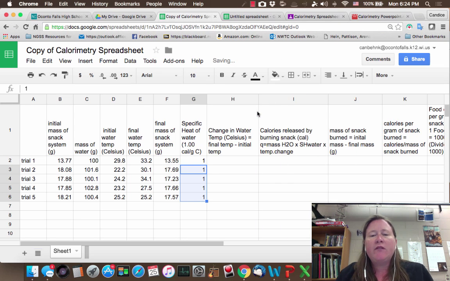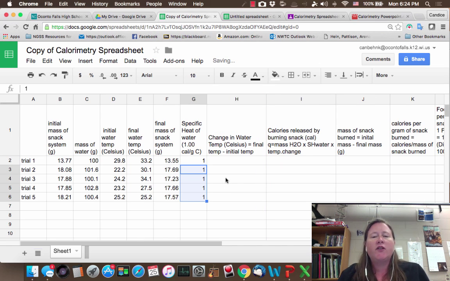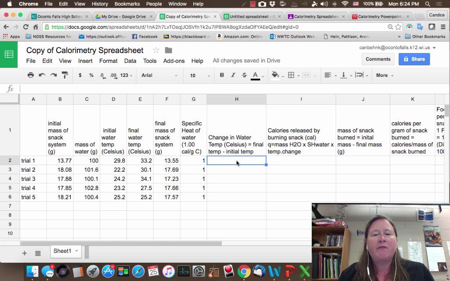One of the goals of this screencast is to show you how to use a spreadsheet to do calculations for you. The first calculation that we're going to do is the change in water temperature, which is equivalent to the final temperature minus the initial temperature. If you look in this spreadsheet, the final and initial water temperatures are right here. The final temperature is in cell E2, and the initial water temperature is in cell D2.